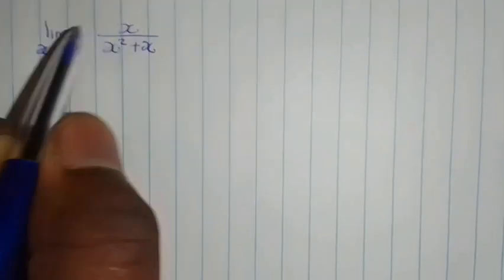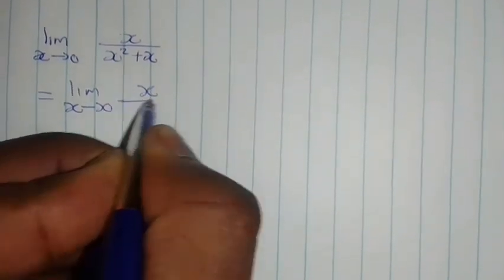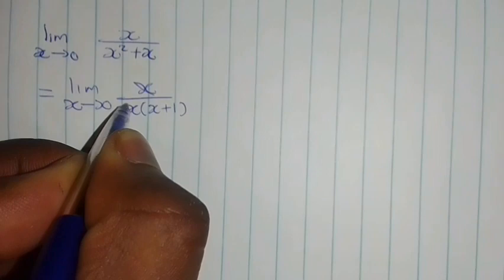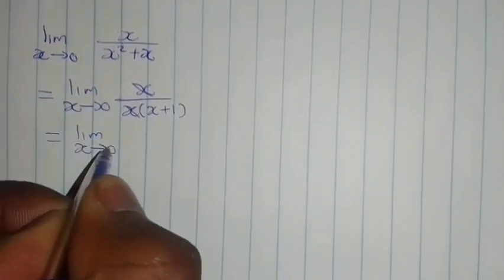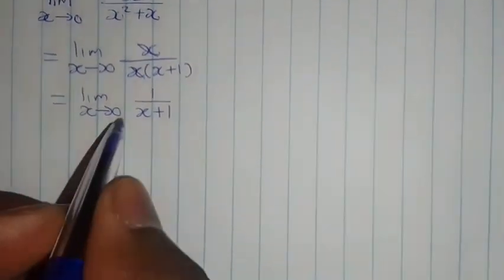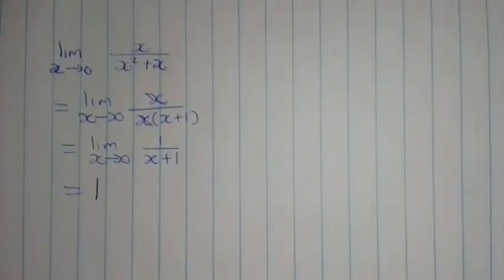Now let's say we want to evaluate the limit of this problem. What I'm going to do is factorize the denominator by x. Then you'll have x plus 1. Notice that this x will cancel this x. Then you just have the limit when x goes to 0 of 1 over x plus 1. Then when x goes to 0, this limit is going to be 1.